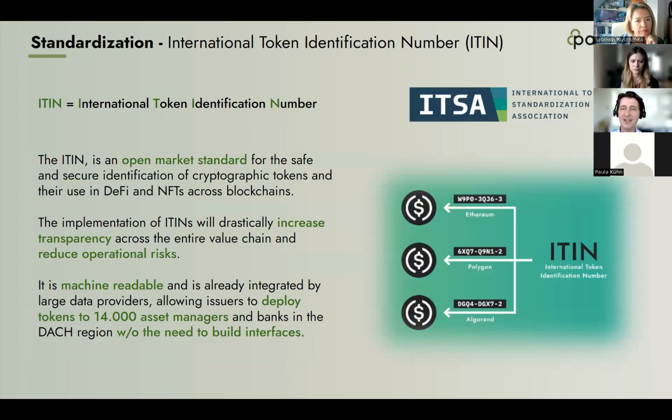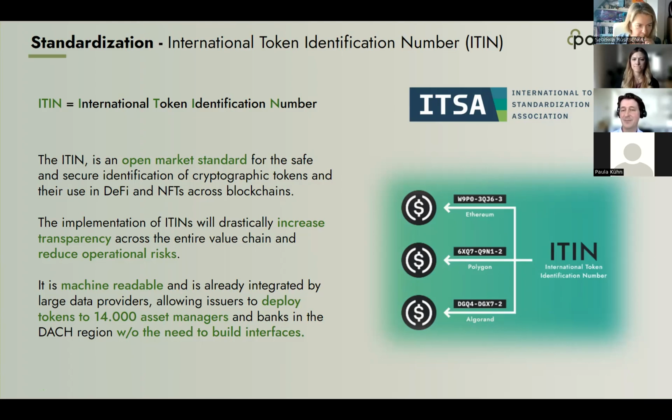And the second organization we have teamed up with is the ITSA, the International Token Standardization Association, that some of you might have heard of, and they have developed the so-called ITIN, the International Token Identification Number. That number is important because it is machine readable, and once that ITIN has been assigned to your project, to your token, it can immediately be deployed to north of 14,000 asset managers and banks, because the ITIN is, for example, fully integrated into data providers like WM Data Service, who service the German-speaking countries.